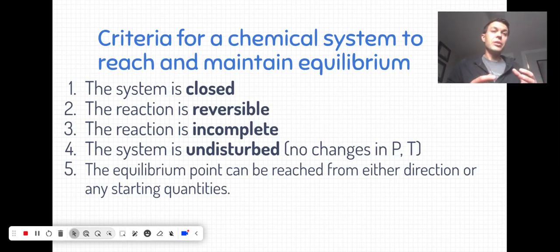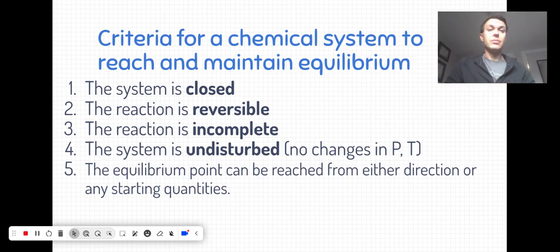And our final criteria, which we will investigate further when we learn the quantitative side of equilibrium, is that the equilibrium point, or the system reaching equilibrium, can be done so from either direction or any starting quantities. For example, in our reaction that we've been describing, we can start with reactants A and B, or we could start with reactants C and D, or we could start with a mix of quantities of all four of those chemical species in that theoretical reaction. So no matter what we start with, we can always reach equilibrium from any combination of starting quantities of the species involved.